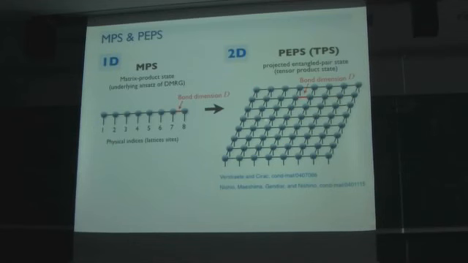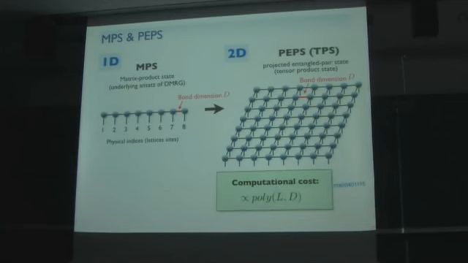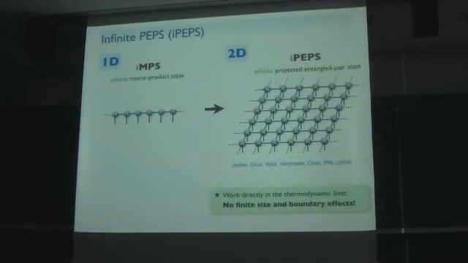Right? So we have also exactly one tensor per lattice site, but now on the two-dimensional lattice, where each tensor is connected to its nearest neighbor. In this approach, we then have a computational cost which scales polynomially with the system size and bond dimension. Now, what we typically use in our calculations is infinite PEPS. With an infinite PEPS, you can directly represent a wave function in the thermodynamic limit, and the advantage is that you don't have finite size and boundary effects.